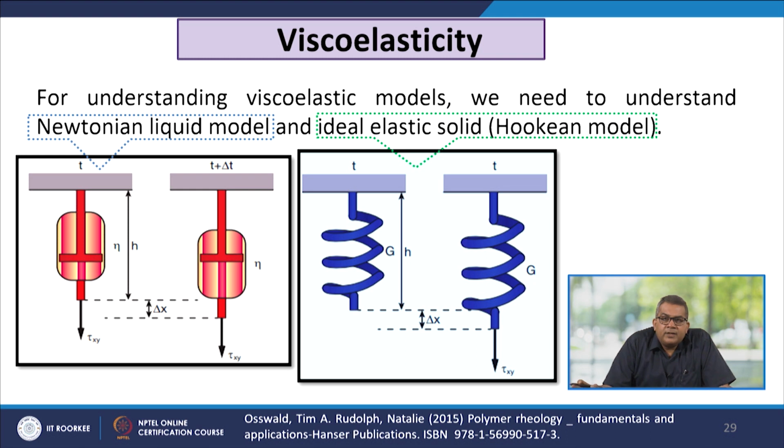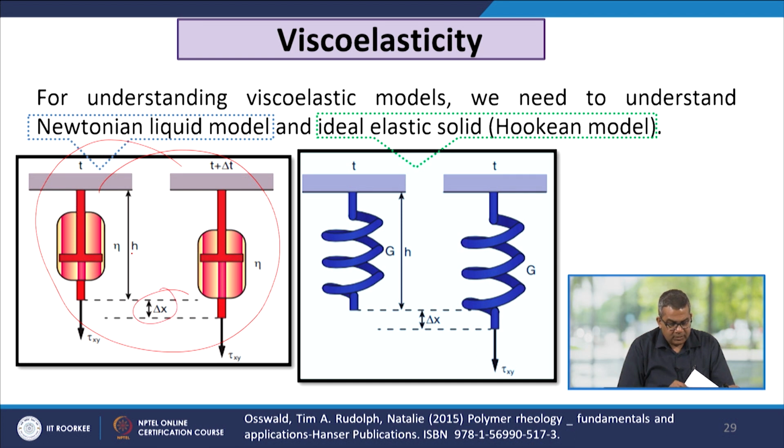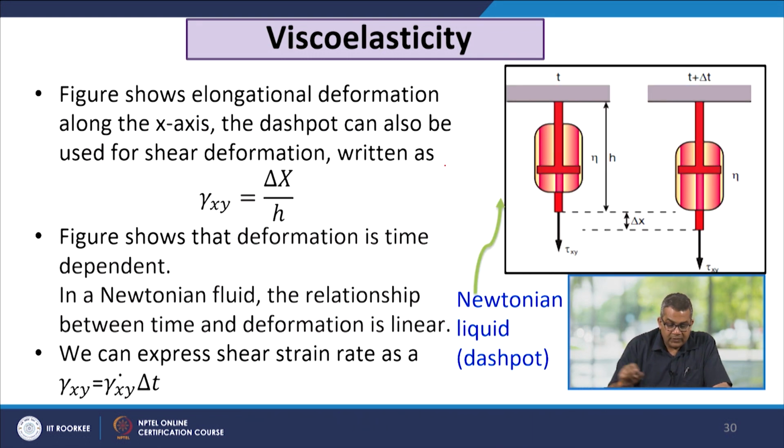For understanding the viscoelasticity model, we need to understand the non-Newtonian liquid model, which is represented over here. Here is the delta x between the two layers, and the ideal elastic solid, that is the Hookean model, which is represented over here. Now this particular figure shows the Newtonian liquid or a dashpot. This shows the elongational deformation along the x-axis, the dashpot. This can also be used as a shear deformation.